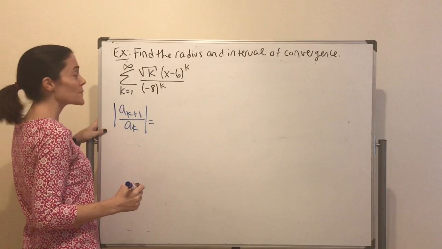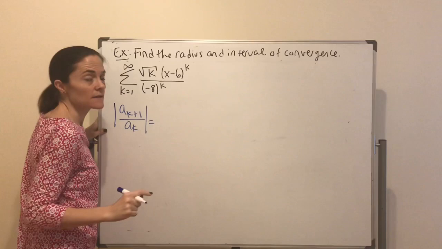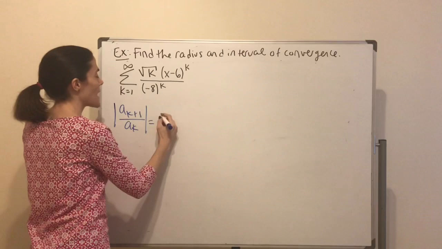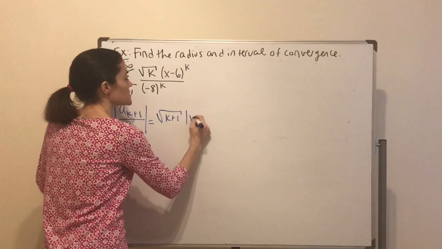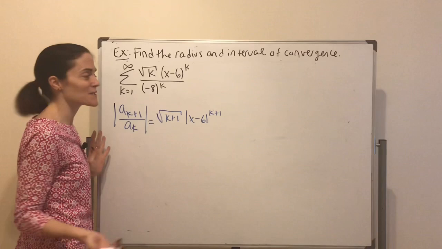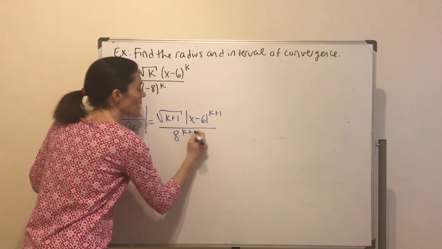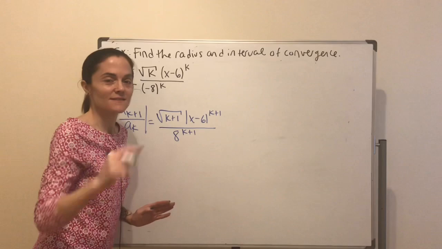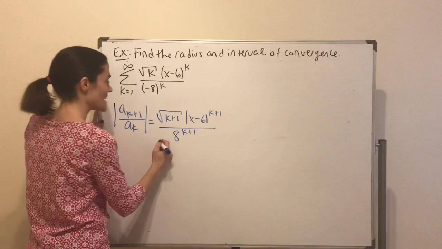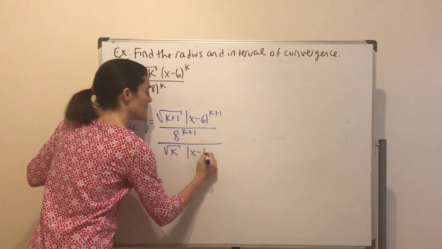Okay, well, what do we see here? This one is a little different because this minus 8 part, depending on K, can be negative. So what happens when we take the absolute value? Well, this part, non-negative. Here, I put the absolute value around this because X minus 6 may be positive or negative, but here, when you take the absolute value of minus 8 to the K, well, this is just 8 to the K. Well, except I'm doing K plus 1. But if I take the absolute value of this, the minus sign just goes away because I'm looking at absolute value. Okay, so it's like this. And then we divide by the square root of K, absolute value X minus 6 to the K, and then we have 8 to the K, like this.